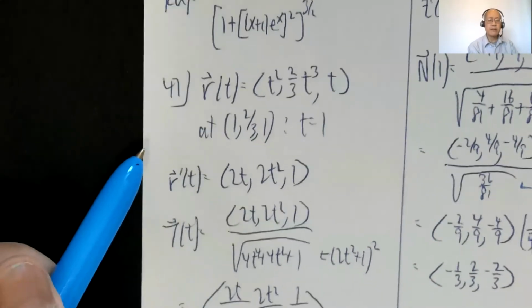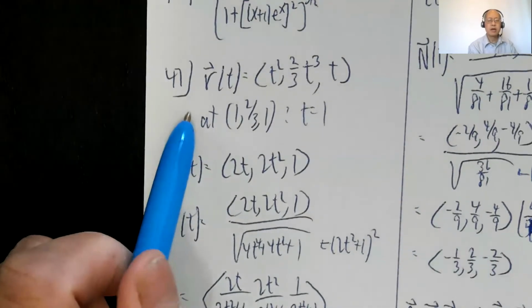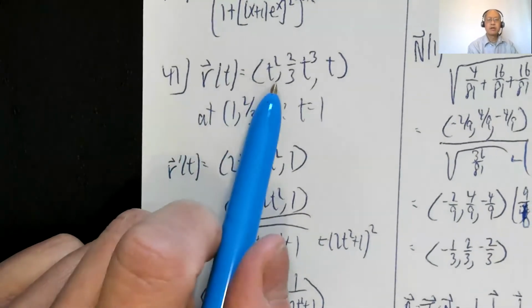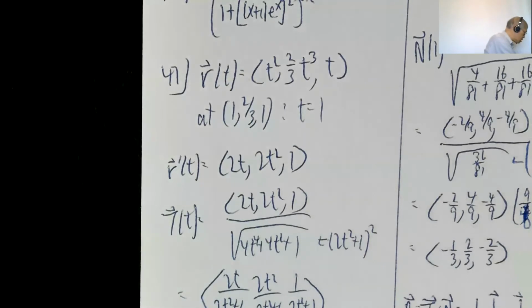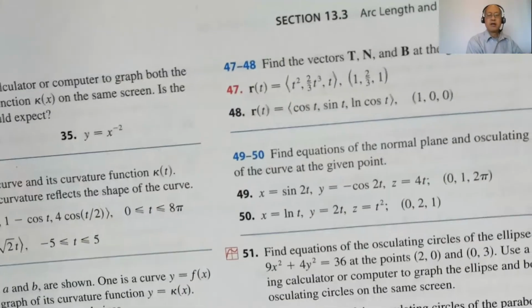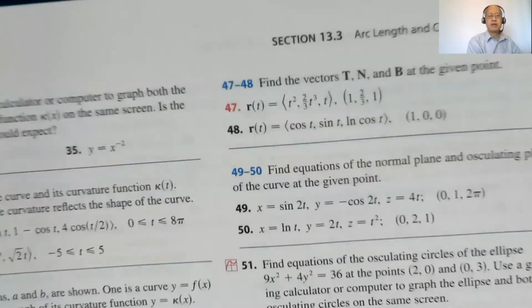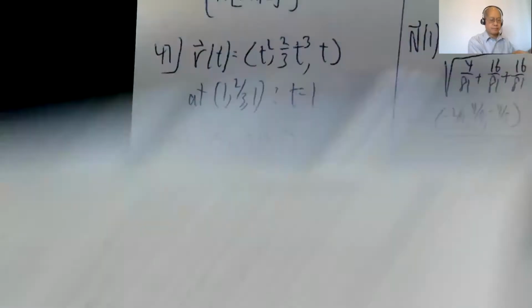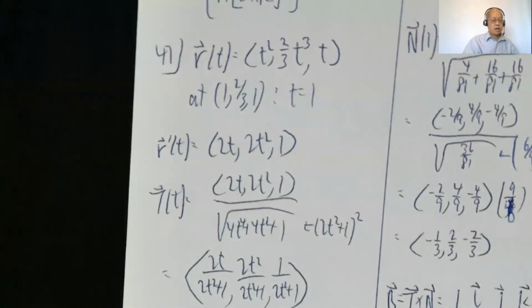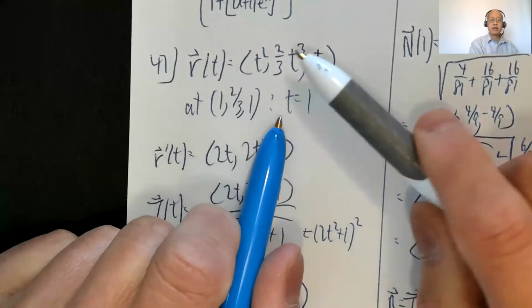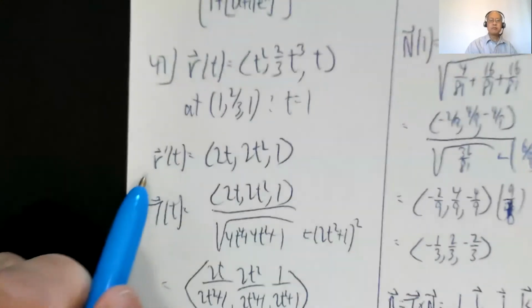Okay, then 47, find T, N, and B. r is t squared, 2/3 t cubed, and t. 47. Okay, find the vectors T, N, and B. There's only one problem that's like that. All right, then t has to be 1. It's easy to see from this one.